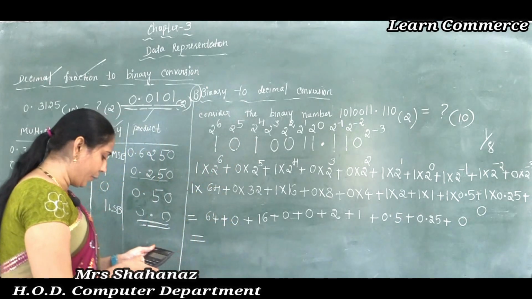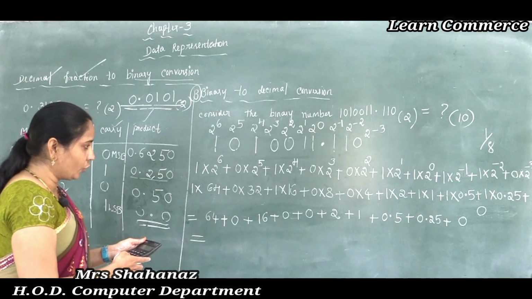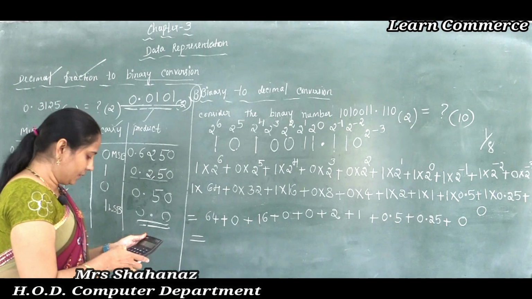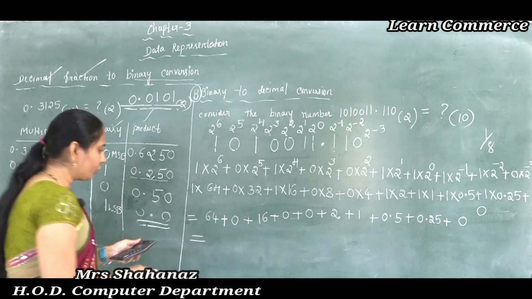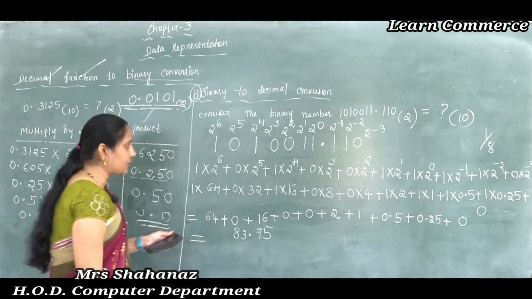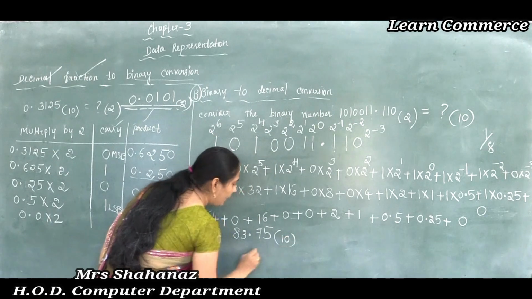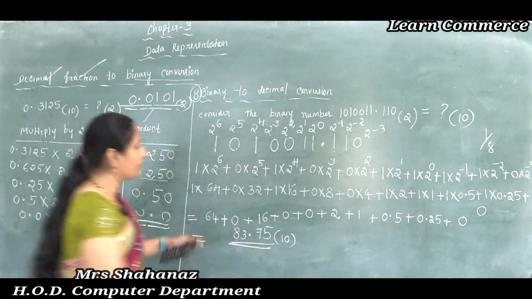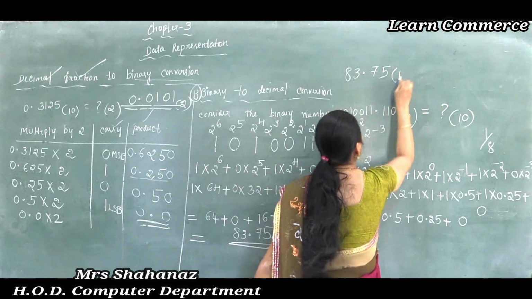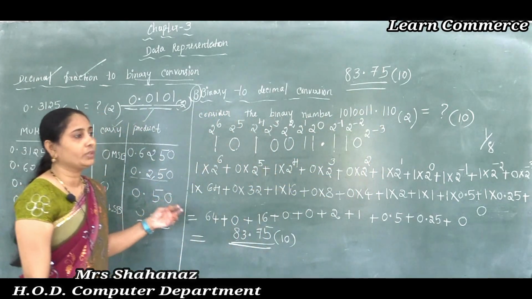Now let's take the first thing, our 64 plus 16 plus 2 plus 1, 0.5 plus 0.25. So the total value is 83.75. Clear this point here? 83.75. As we know, in binary to decimal conversion, we should write the base value. So did everyone understand? What is the answer of this? The answer of this question is 83.75. Okay, and base of 10 here. So this is about our first question answer, the binary to decimal conversion.